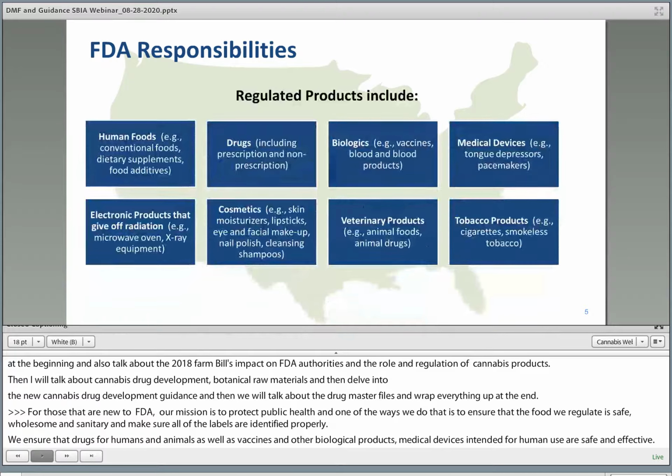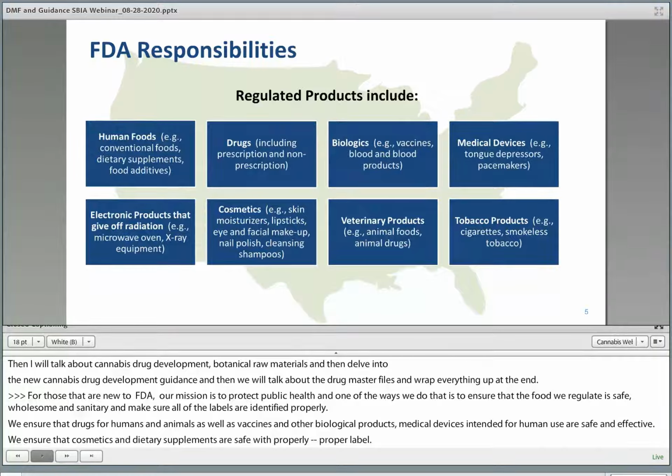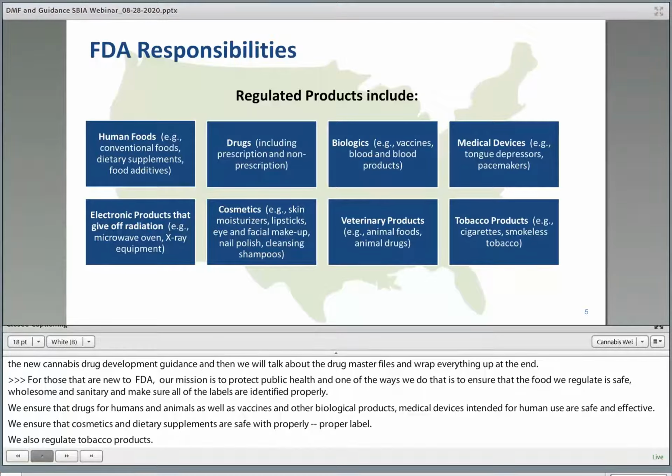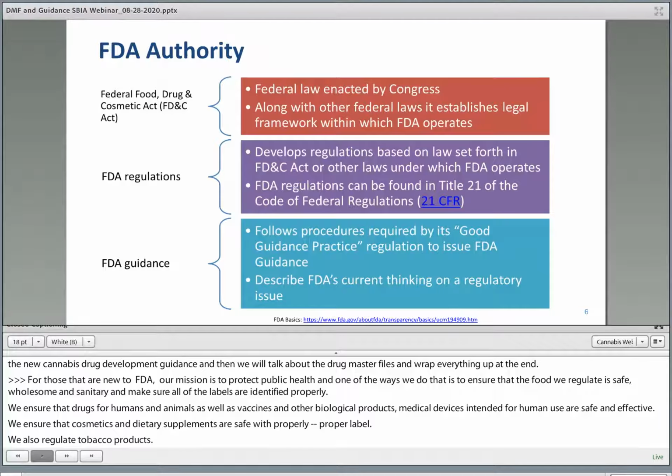So you may have seen this slide in other presentations related to the FDA. It's a nice overview of all the different products that we regulate, and sometimes people don't realize how many product categories the FDA regulates. So these are FDA's responsibilities, but today we're mostly going to focus on the drugs in the FDA responsibilities.